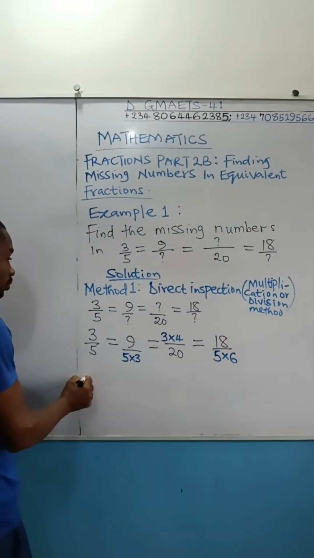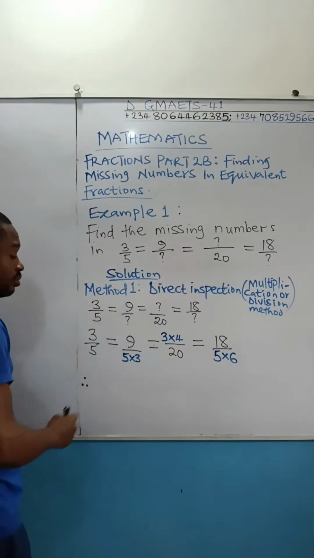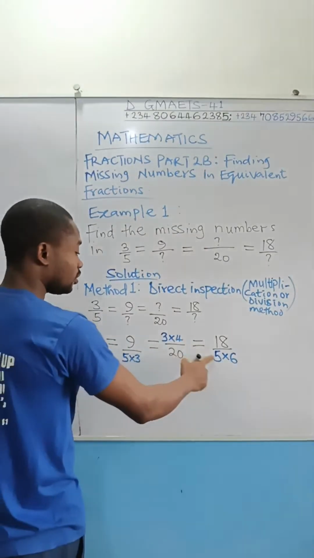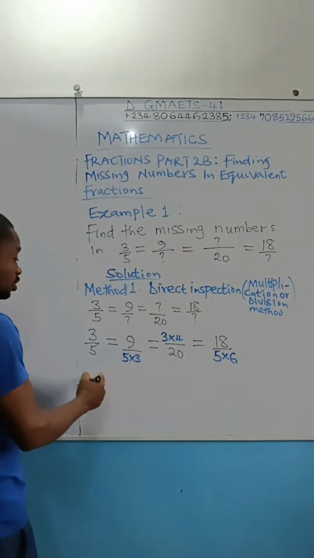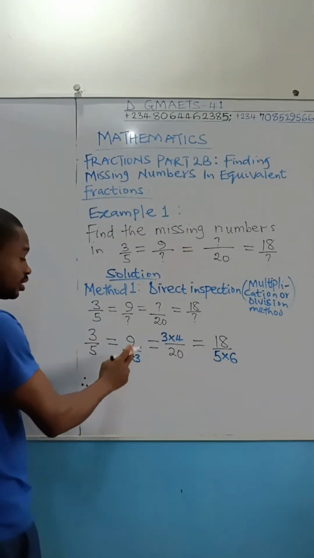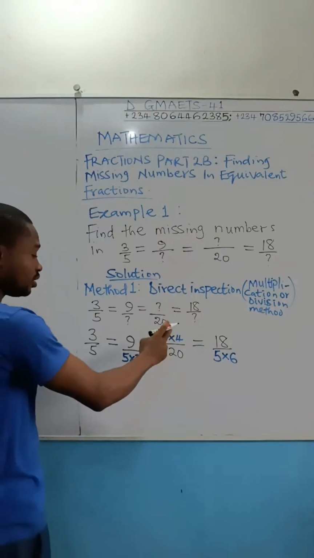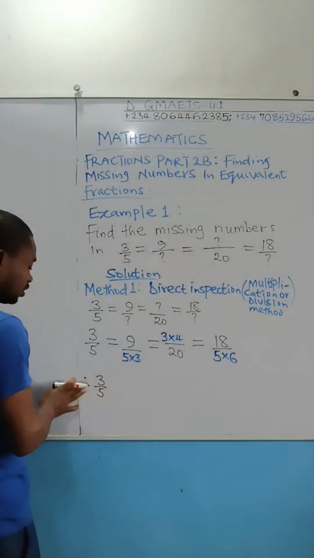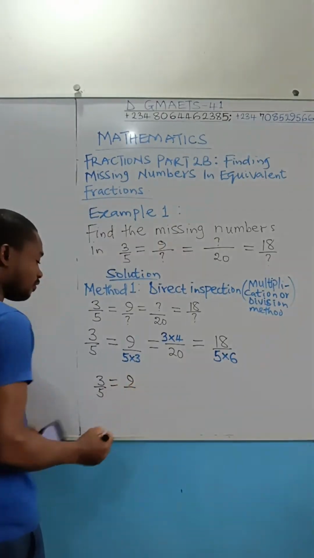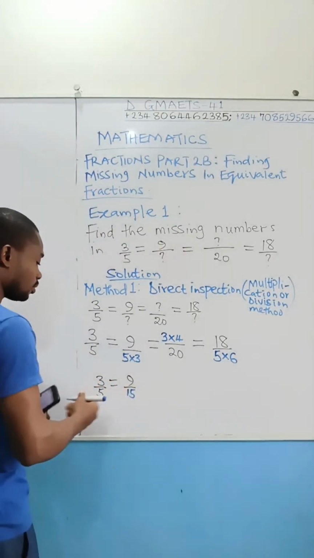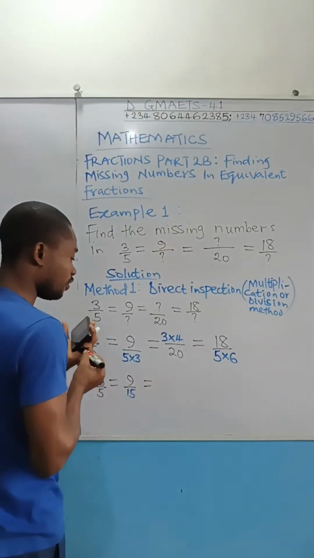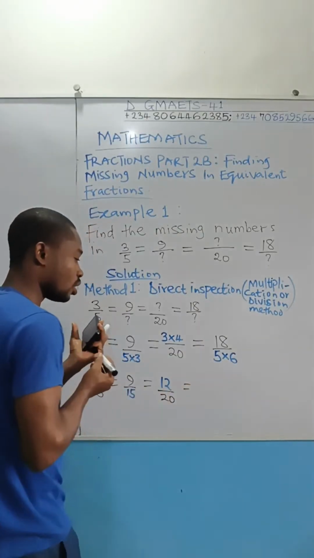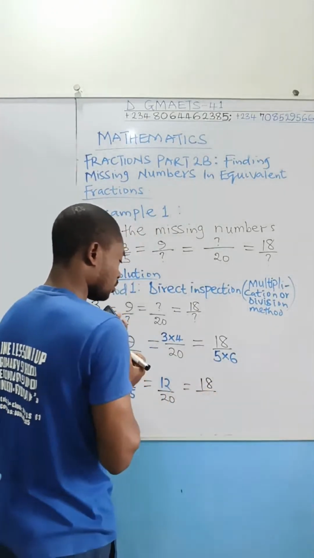Let us conclude. Therefore, we are asked to find the missing numbers. The missing numbers are 15, 12, 30. Remember, if you're doing this, you're going to get 3 over 5, 9 over 15, 12 over 20, 18 over 30. So 3 over 5 is equal to 9 over 15, and that's going to be equal to 12 over 20, and that's equal to 18 over 30.